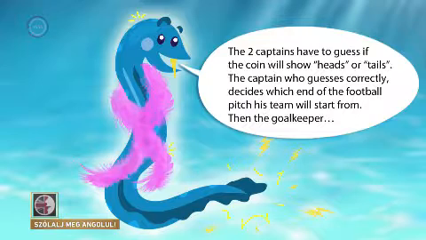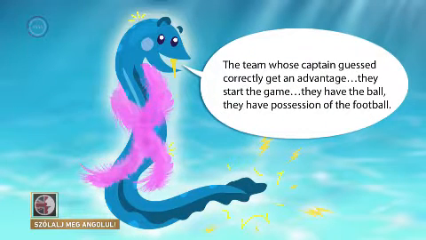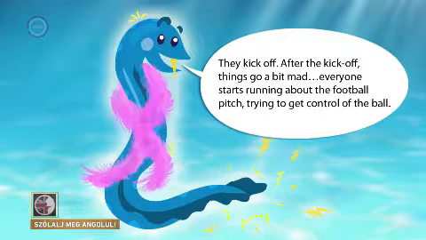Then the goalkeeper, the person who stands nearest the goal, moves to the goal at that end, and all the other players move to that side of the center line. The team whose captain guessed correctly get an advantage. They start the game. They have the ball. They have possession of the football. They kick off.